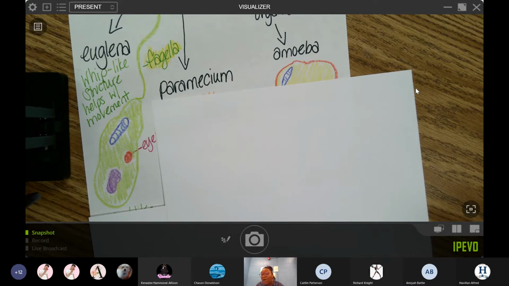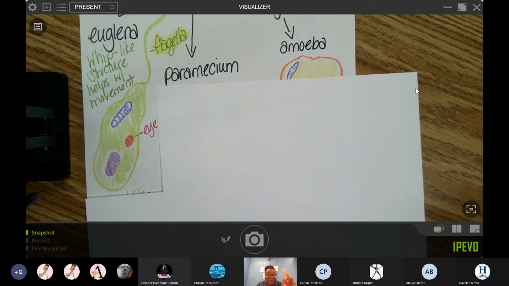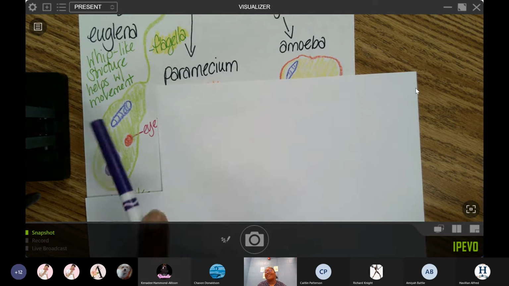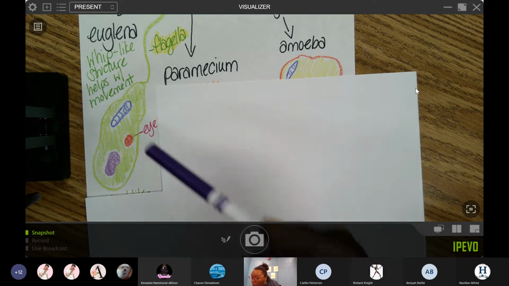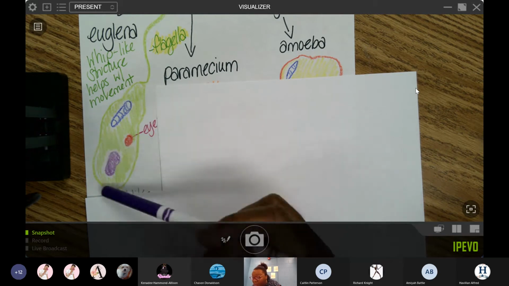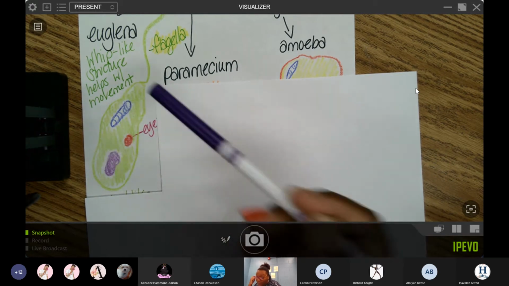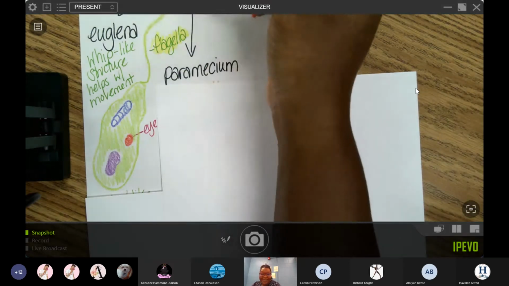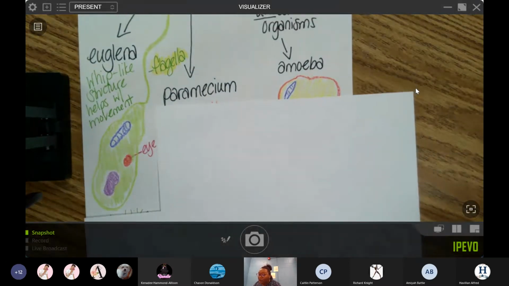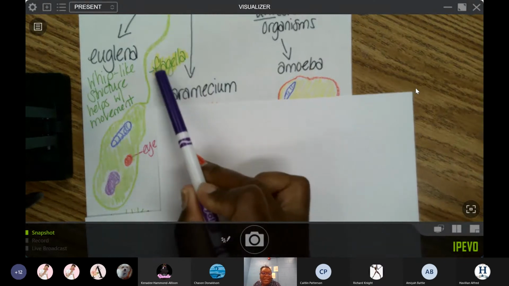This means that this one-celled organism, this one-celled living thing, acts like a plant in that it's autotrophic. In other words, it's able to make its own food using photosynthesis. So in our notes, we want to draw a euglena here with a green body. You'll notice it has that green tail here. That green tail is called a flagella.